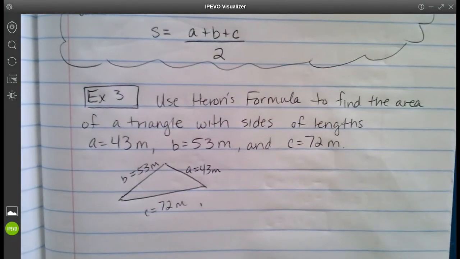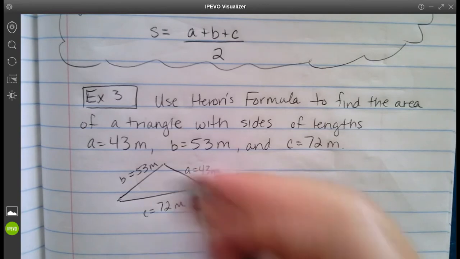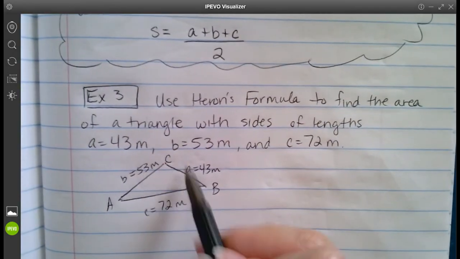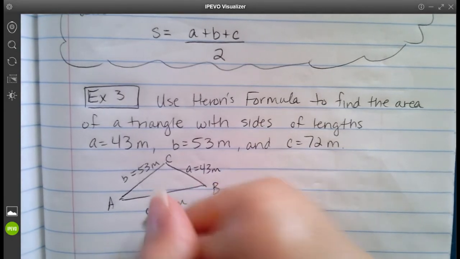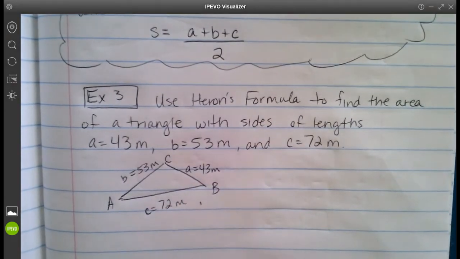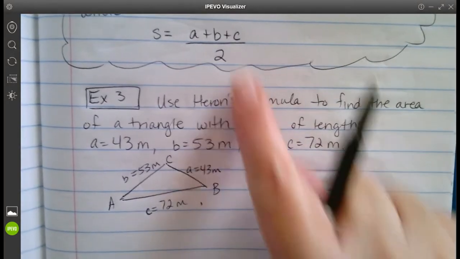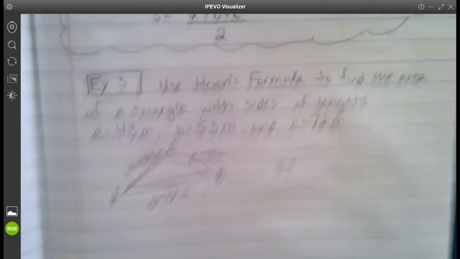And we don't care about the angles at all. I mean, if you wanted to label them, this would be A, this is B, and this is C. Remember, it's just right across from the side. But we're looking for the area. So what I'm going to do first is calculate s, because s is part of that formula that you have up here. So we need to calculate it first.